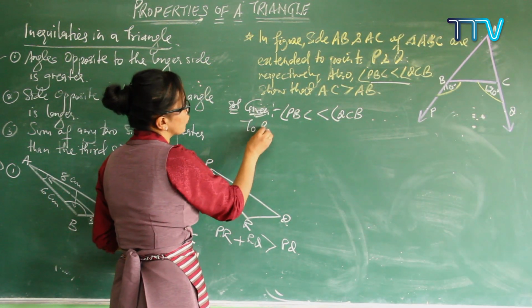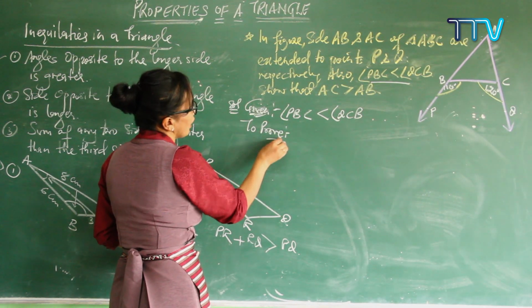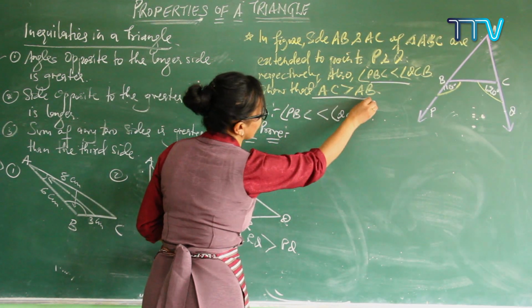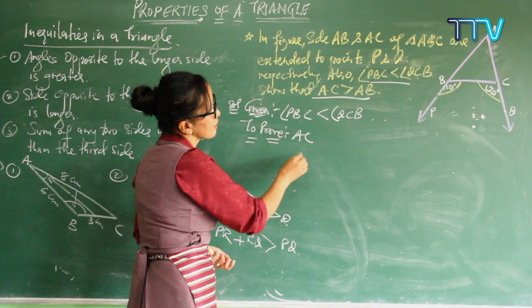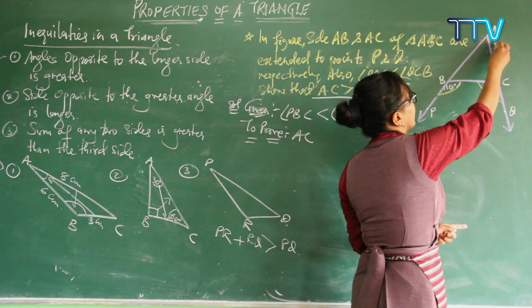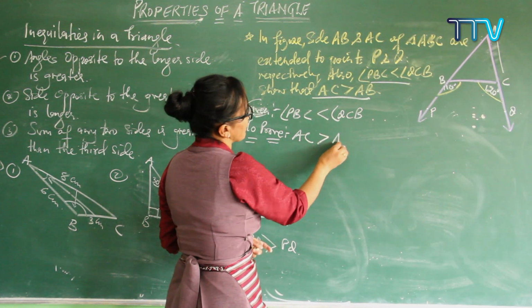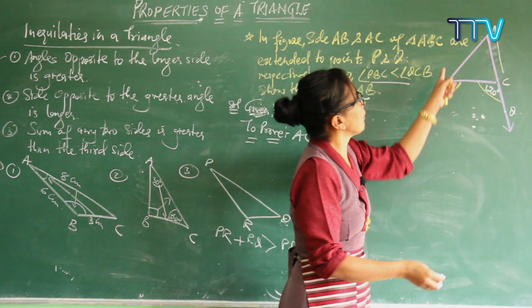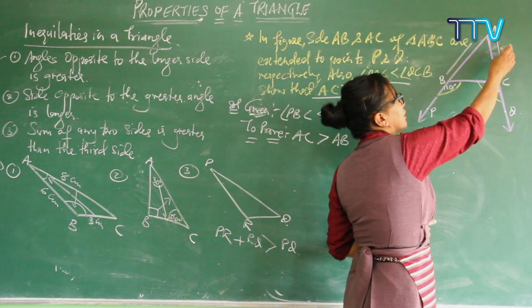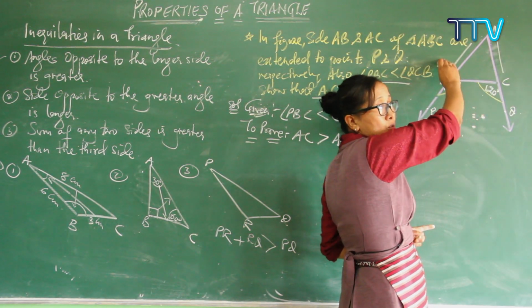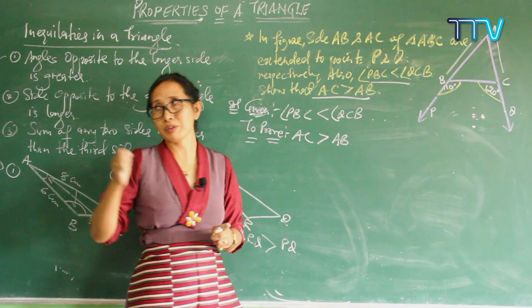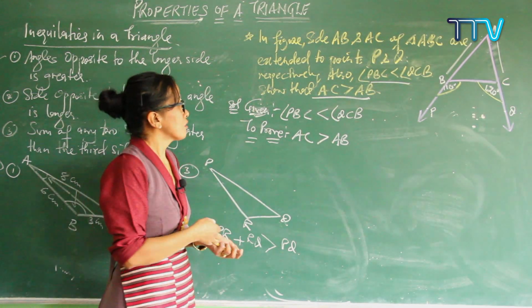After that you need to prove. What do you need to prove? You have to prove that AC is greater than AB. Where is your AC? This one. Where is AB? AB. So you have to prove that this side is greater than this one. How do we prove? By using these properties. So let me check here.